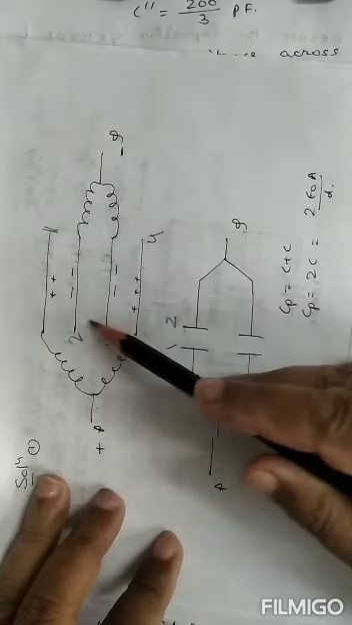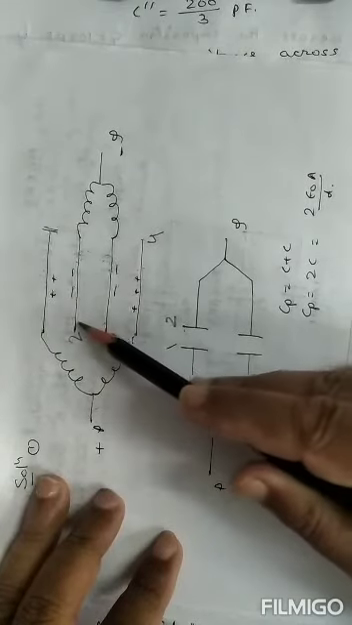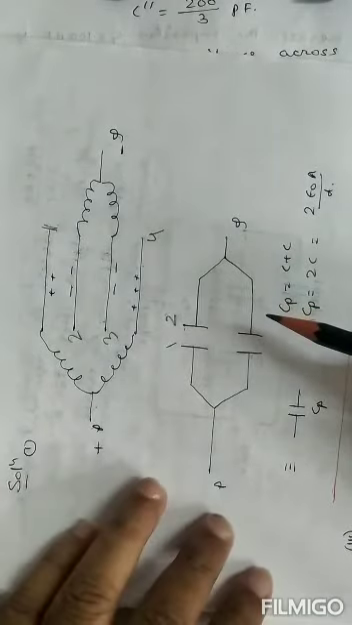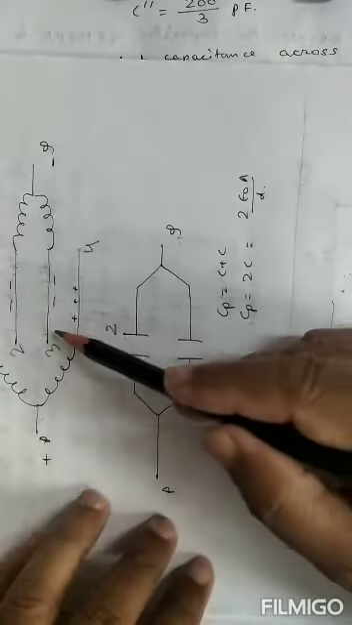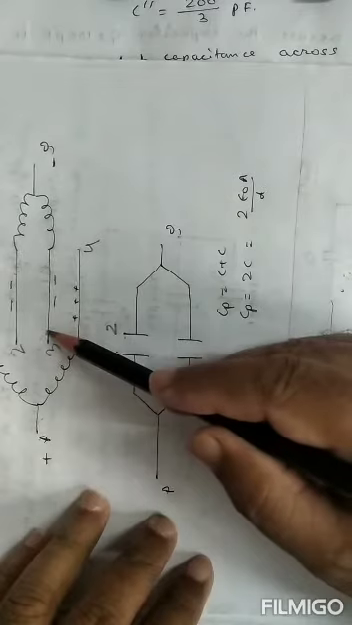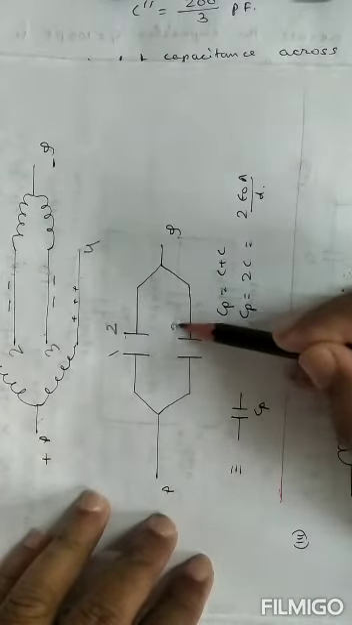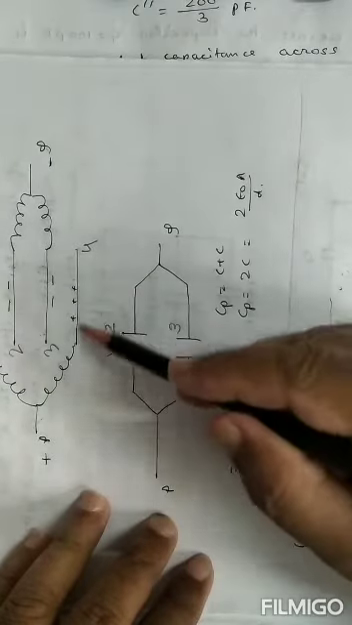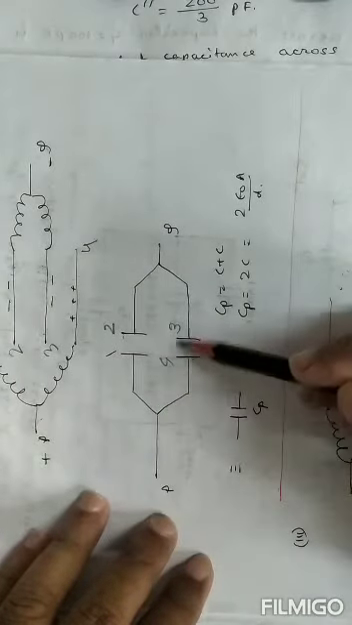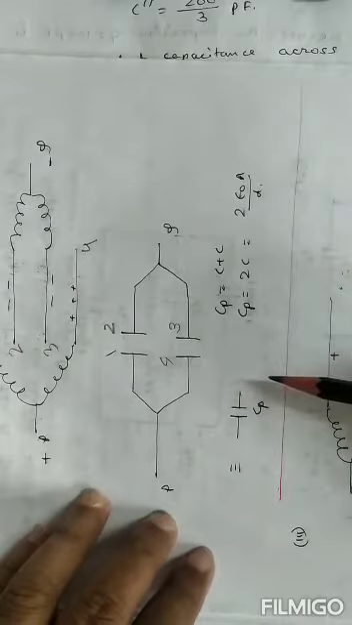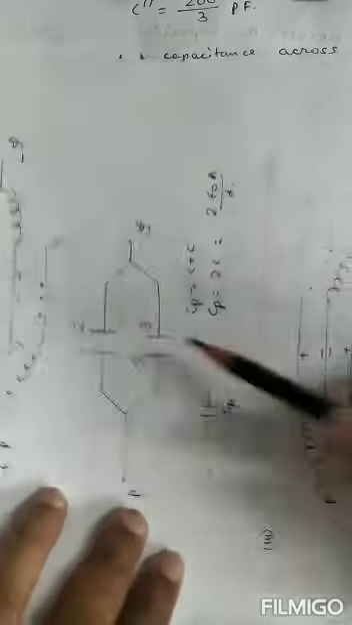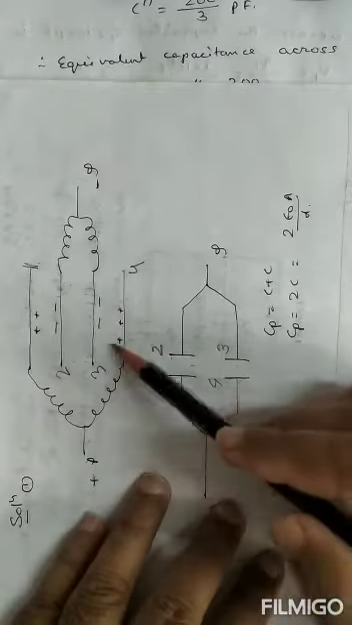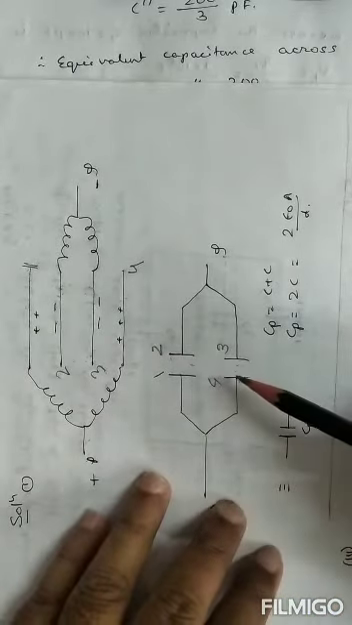Between 2 and 3, there cannot be any parallel plate capacitor because 2 and 3 are both connected to the point Q. Then plate 3 and 4: 3 is connected to Q and 4 is connected to P. Between 3 and 4, there is a parallel plate capacitor. So how many parallel plate capacitors are there? 2 parallel plate capacitors. These 4 plates form the 2 parallel plate capacitors.